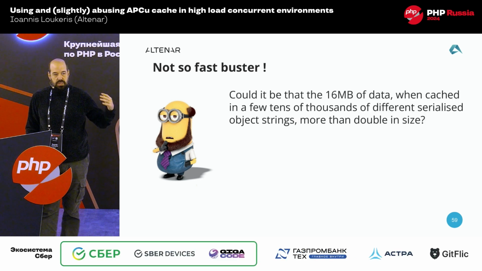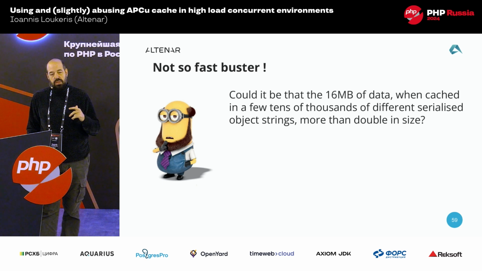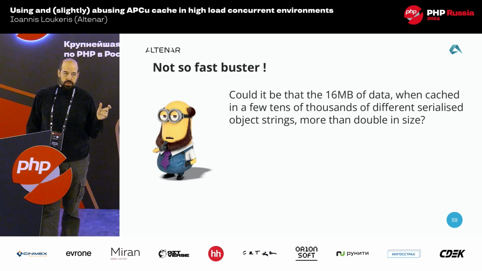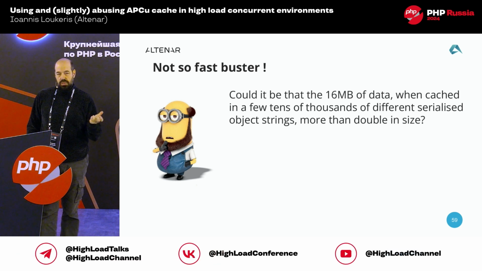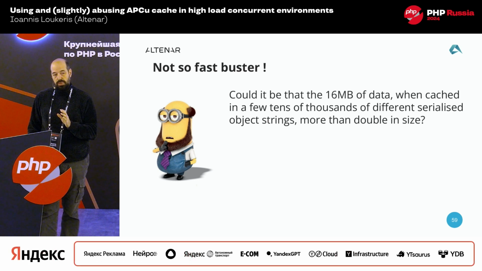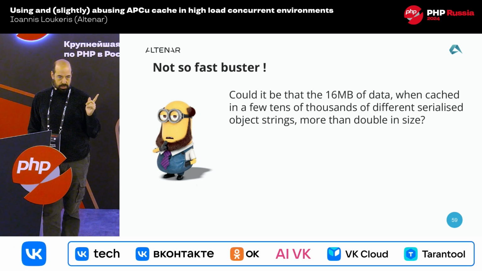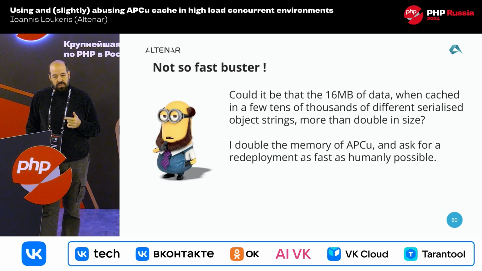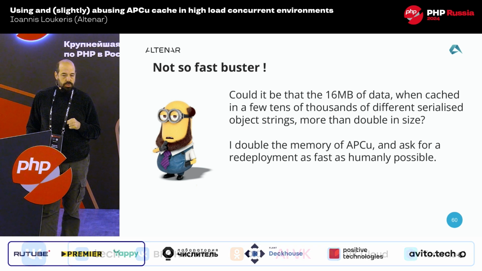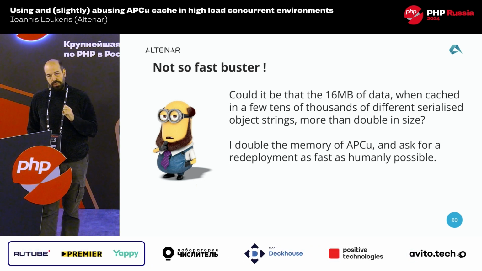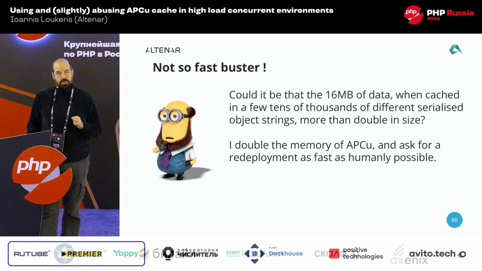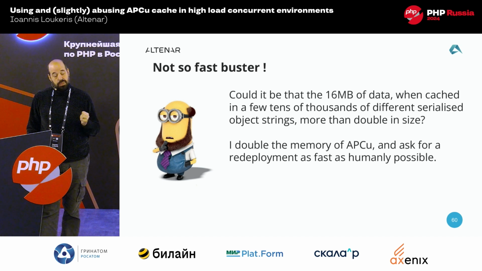Could it be that the 16 megabytes of data, when cached in a few tens of thousands of different serialized objects, when we deserialize them, or sorry, when we split them into those different objects and put them in memory, could they be more than double? I had 32 megabytes of cache, right? I double the memory in APCu. I ask for a redeployment as fast as humanly possible. Nikolai obliges because his database is burning, basically.